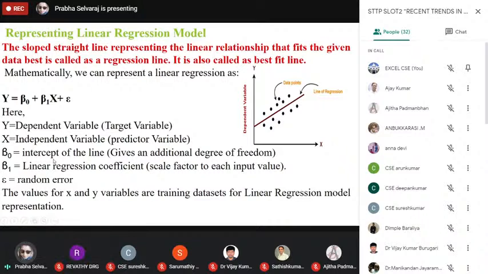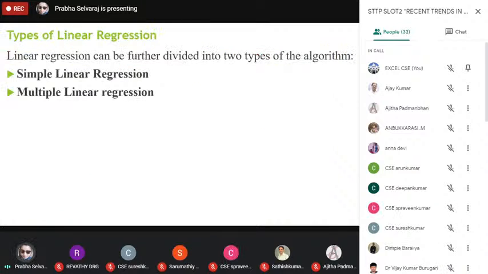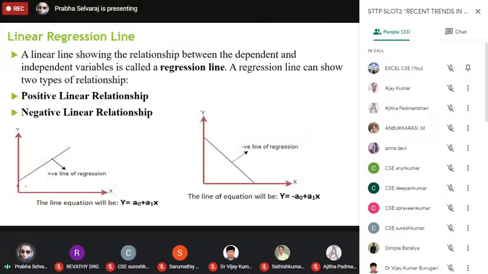When you have more than one variable based on which your y is predicted, for example beta naught plus beta 1 x1 plus beta 2 x2 plus beta 3 x3, it goes on. Here x1, x2, x3 are all independent variables, but your dependent variable y depends on more than one independent variable. In that case you call the regression multiple linear regression. So the number of independent variables decides whether it is a simple linear regression or multiple linear regression.